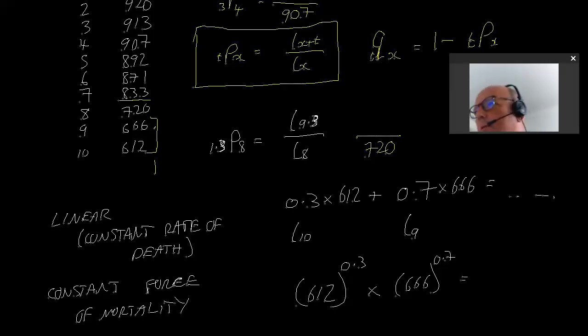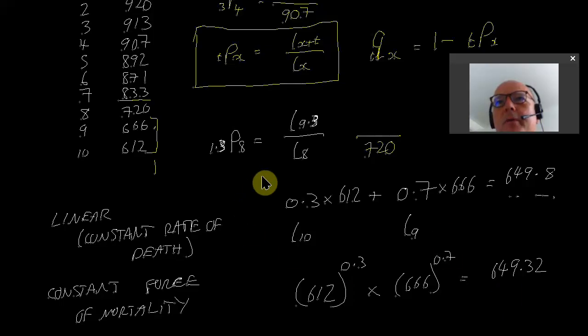On the constant rate of death, we're going to get 649.8, and on the constant force of mortality, we're getting 649.32. So it doesn't make a lot of difference. So in terms of my probability that an 8-year-old survives 1.3 years, it's either going to be 649.8 over 720 or 649.32 over 720. Doesn't make a huge amount of difference, and in reality these probabilities are way less than I've got here. The probability is like 10,000 or less to 1 at this sort of age.